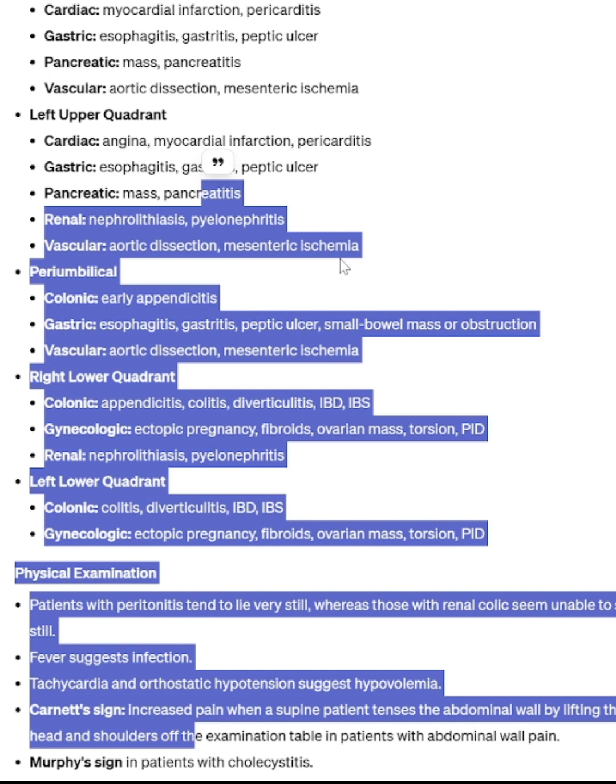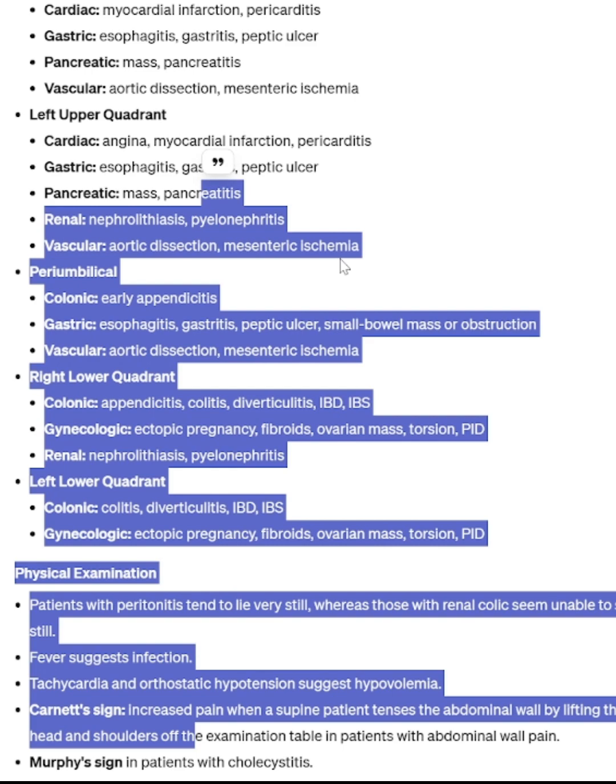ulcer, mass, pancreatitis, renal, nephrolithiasis, pyelonephritis, vascular, aortic dissection, mesenteric ischemia, periumbilical, colonic, early appendicitis, gastric, esophagitis, gastritis, peptic ulcer, small bowel mass or obstruction, vascular, aortic dissection, mesenteric ischemia, right lower quadrant, colonic, appendicitis, colitis, diverticulitis, IBD, IBS, gynecologic, ectopic pregnancy, fibroids, ovarian mass, torsion, PID, renal, nephrolithiasis, pyelonephritis, left lower quadrant, colonic, colitis, diverticulitis, IBD, IBS, gynecologic, ectopic pregnancy, fibroids, ovarian mass, torsion. Physical examination.